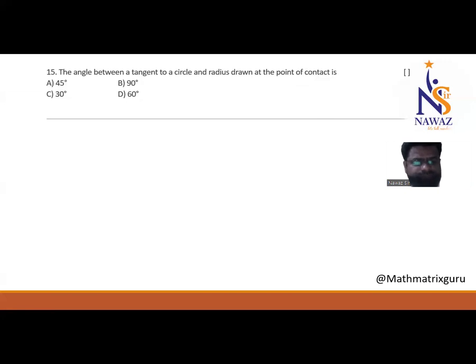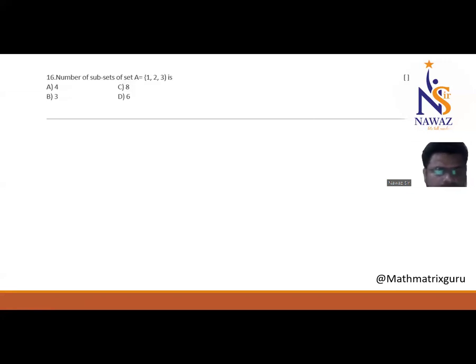Question number 15. The angle between a tangent to a circle and radius drawn at the point of contact is. The tangent and radius will always be perpendicular at the point of contact. So the perpendicular makes an angle of 90 degrees. So the correct option is B over here.